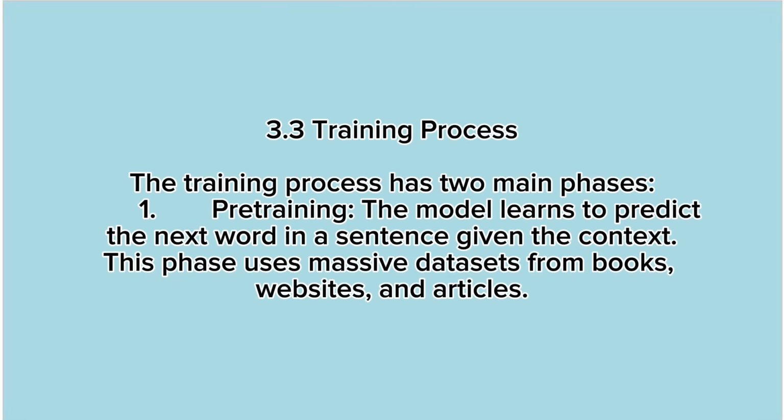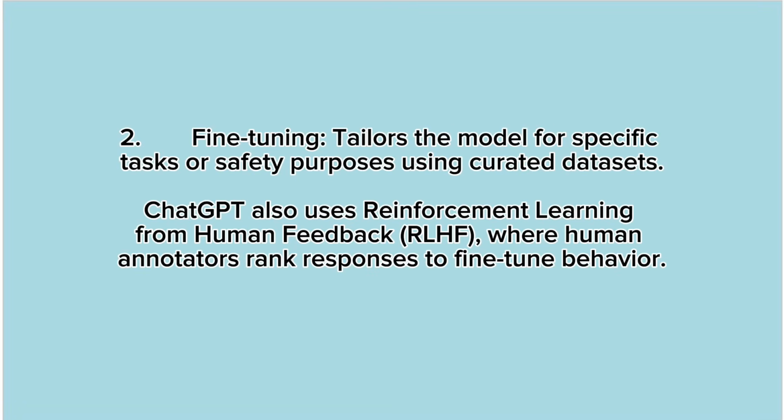3.3 Training process. The training process has two main phases. 1. Pre-training. The model learns to predict the next word in a sentence given the context. This phase uses massive datasets from books, websites, and articles. 2. Fine-tuning. Tailors the model for specific tasks or safety purposes using curated datasets. Chat also uses reinforcement learning from human feedback (RLHF), where human annotators rank responses to fine-tune behavior.